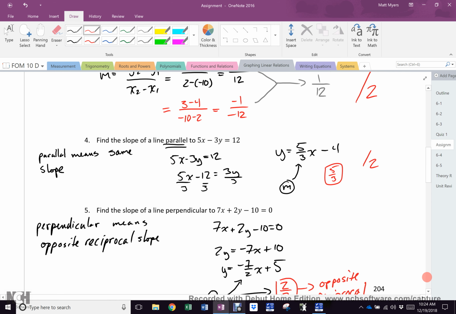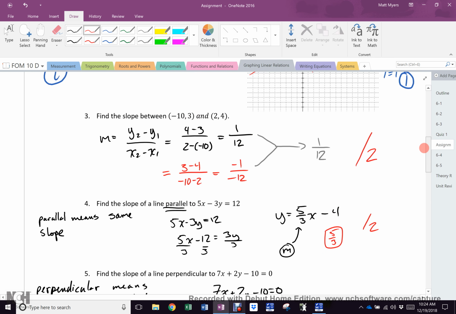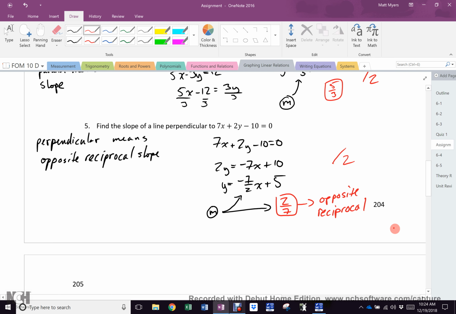Next question. Perpendicular lines means opposite reciprocal slope. So I found the first slope by doing slope-intercept form, and then I said to myself, I need the perpendicular slope, which is opposite and reciprocated. So I took negative 7 over 2, made it opposite, positive 7 over 2, then reciprocated it, 2/7 for 2 marks, making that whole page out of 2, 4, 6, and 3 is 12. Any questions?